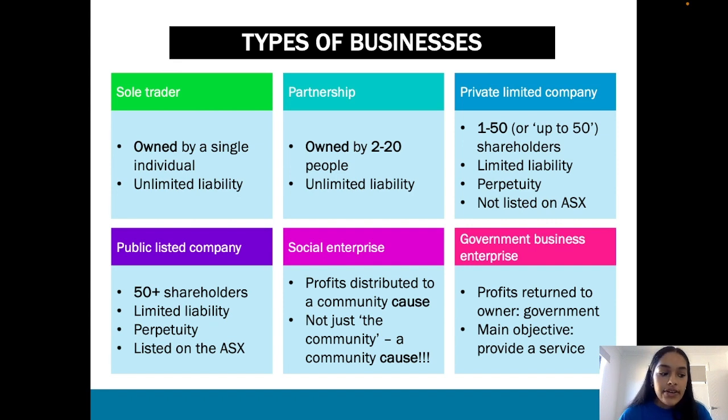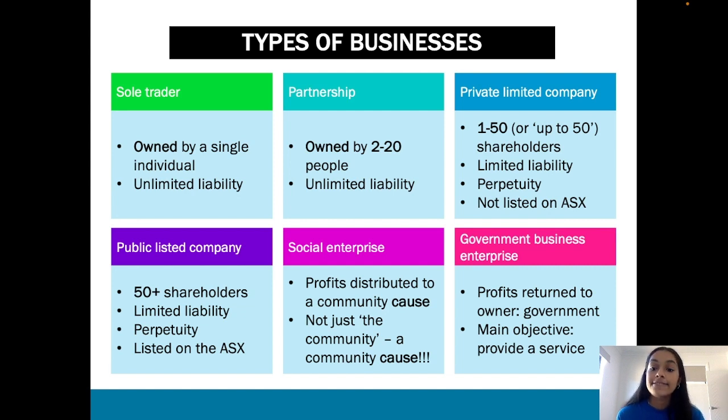Partnership. This is owned by 2 to 20 people, and again, they are subject to unlimited liability. Then we have our private limited companies, which have 1 to 50 shareholders. They now have limited liability, and they also have perpetuity, and they're not listed on the Australian Stock Exchange.